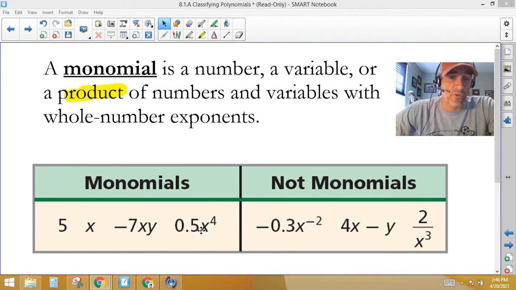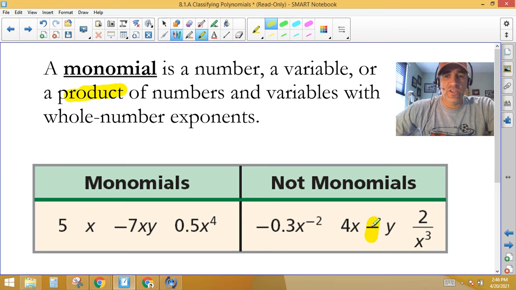0.5x to the fourth is a monomial, because it has a whole number exponent of 4. The reason these are not monomials: negative 0.3x to the negative second, you can't have a negative exponent for it to be a monomial. No good. The next one is separated by a subtraction sign, so this is actually two separate monomials. 4x minus y is two separate monomials because you can't have a subtraction sign or addition or division like the last one. So a monomial, again, is a number or a group of numbers or a variable grouped together by multiplication, and it can have a positive exponent.